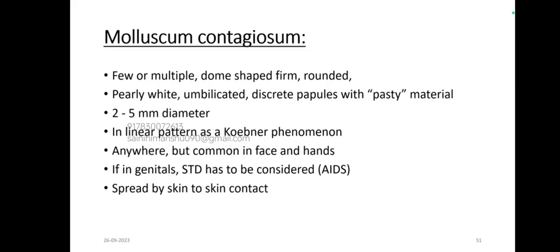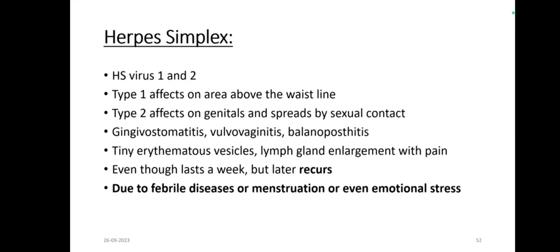If it is seen in adults and in the genitals, we have to do the ELISA, or definitely rule out sexually transmitted disease, which is usually associated with molluscum contagiosum on the genitals in adults. It spreads from skin to skin contact. That is why it's very common in children. They go to the classroom, check one another, and come in contact with it, and the other one also will get it.